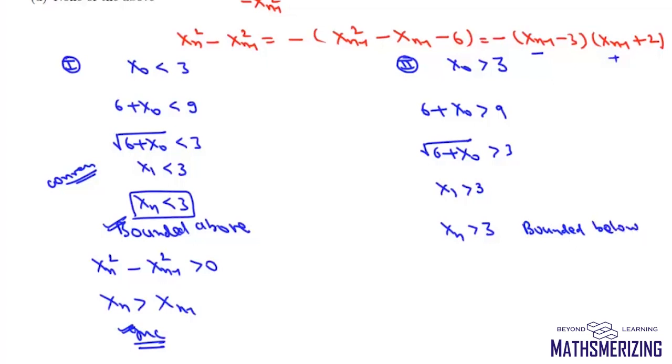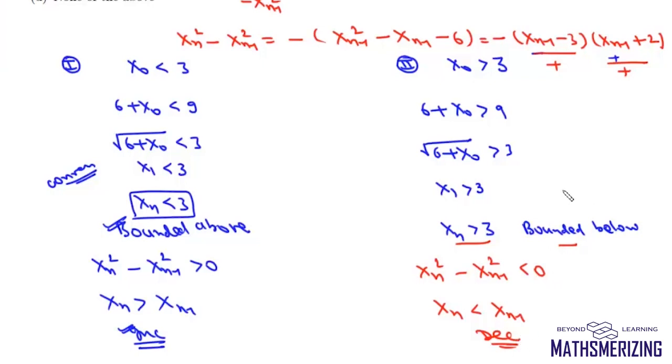Now if xn is greater than 3, then this expression will be positive, this is also positive, and here we have this minus sign. So we'll get xn square minus xn minus 1 square, it should be less than 0, that is xn should be less than xn minus 1. That means this sequence is now a decreasing sequence. So if the sequence is bounded below and monotonic decreasing, that means the sequence will converge.